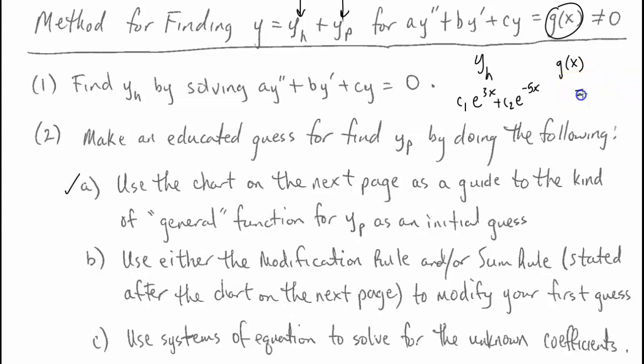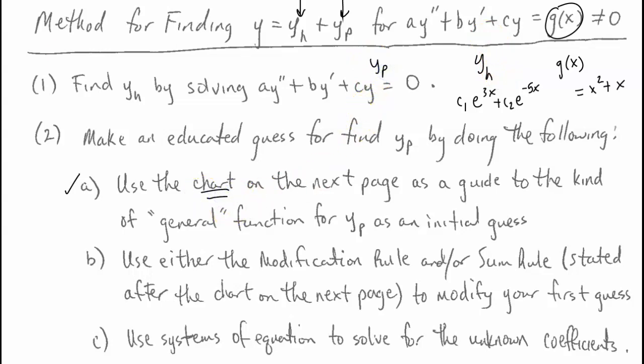So let's say g of x here was just x squared plus x. We do not have any common terms between these two. I don't have any terms here that have an e to the 3x in it, or e raised to the negative 5x in it, and I don't have any terms with just x squared or just x in it. So, unlike terms. If I have this situation, then I'm going to use the suggestion for what my y sub p function should be based upon this chart.